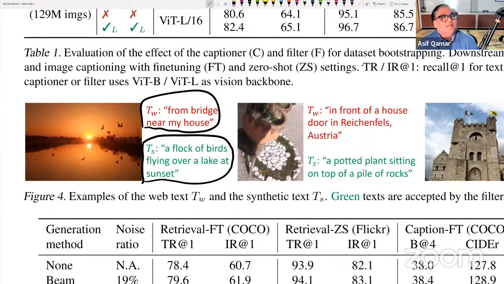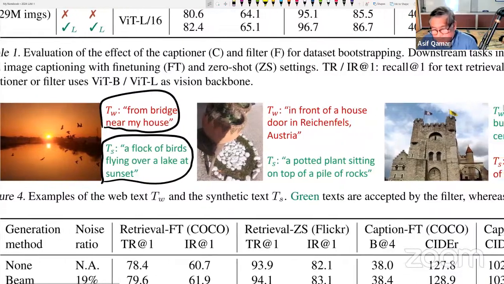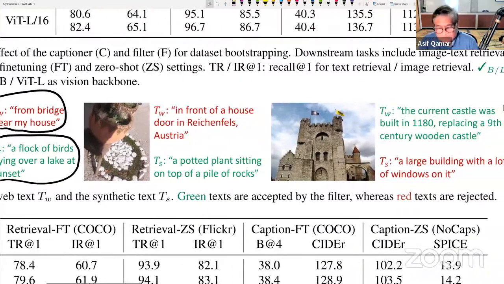Do you realize that 3 years ago, all of these things were not possible? It knows that they are birds, that it's a flock of birds, that it's flying, and there is a lake and there is a sunset. You see how much it is understanding the image. Color me impressed. Okay. Likewise, let's look at the next one.